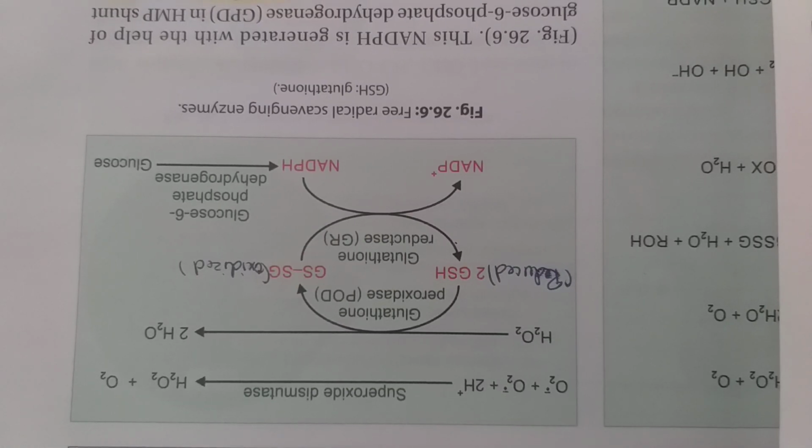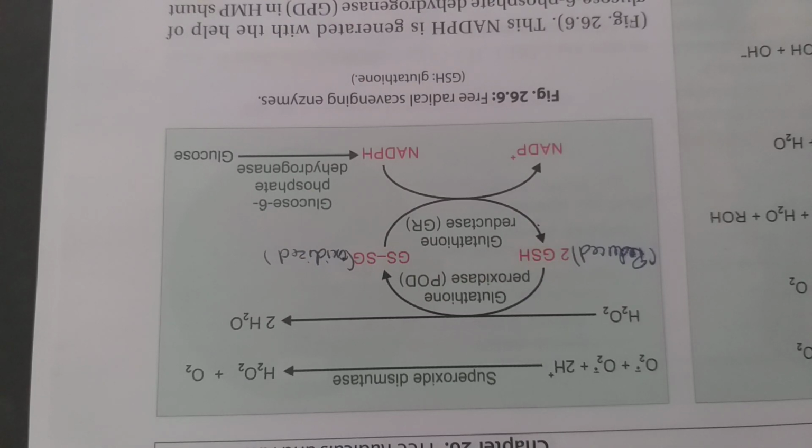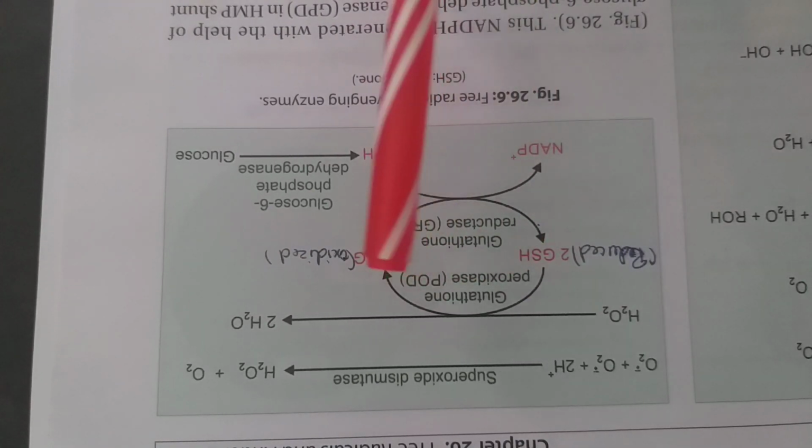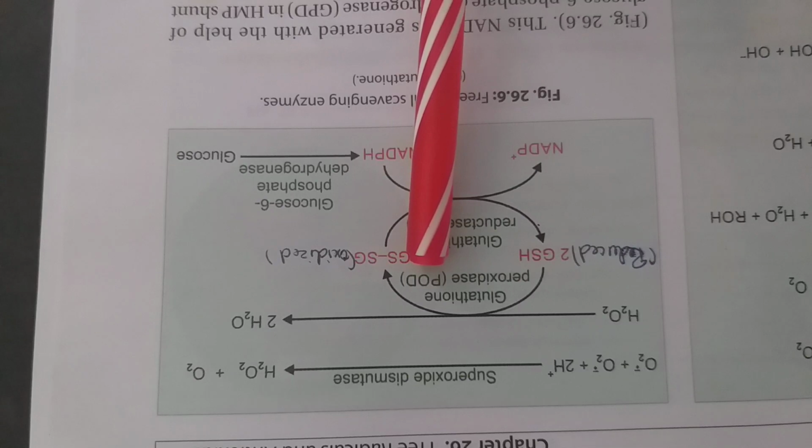SOD is a non-heme protein, and if there is a defect in the SOD gene, it will lead to the disease known as amyotrophic lateral sclerosis, or Lou Gehrig's disease. Now moving to the next enzyme, glutathione peroxidase. It is a selenium dependent enzyme.